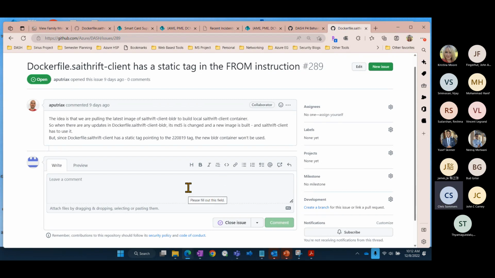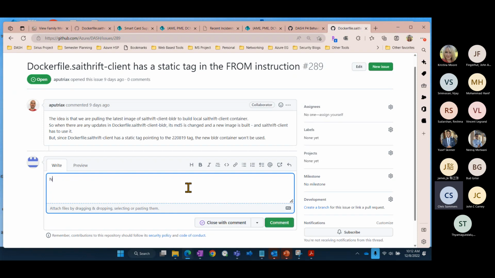Yeah, and it's not a bug. It's really just sort of paving the way for a little more self-maintaining build environment. Okay. It's a nice to have.